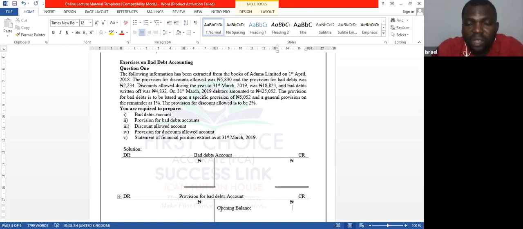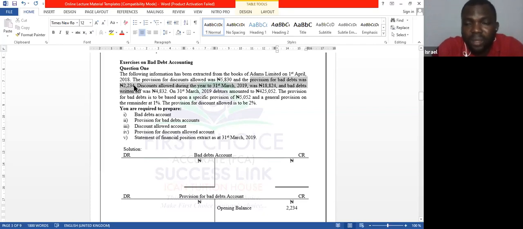Opening balance. What is the figure given to us for opening balance? We have 5,000 and what? 830. No, there is a discount allowed. So we have 2,234. This is the figure I'm picking. 2,000. Can you see it?